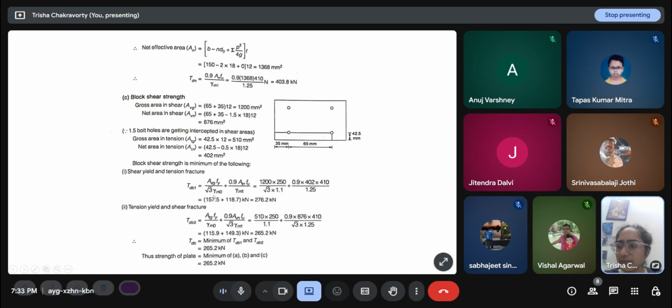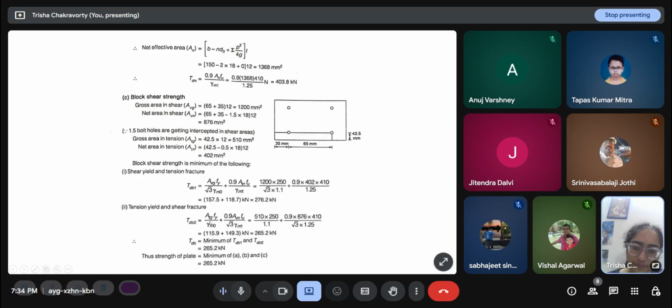I think it has something to do with the tension and shear interaction diagram. There are shear tension interaction diagrams you would have seen in some IS codes. It has some mathematical basis, but remember that it comes in the shear factor only. So 1200 into 250 by root 3 into 1.1 plus 0.9 into 402 into 410 by 1.25. This is the value.